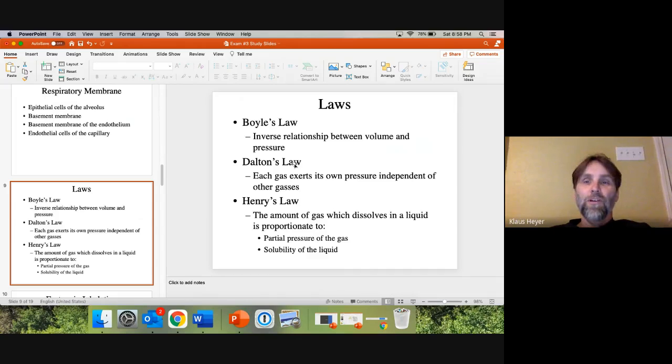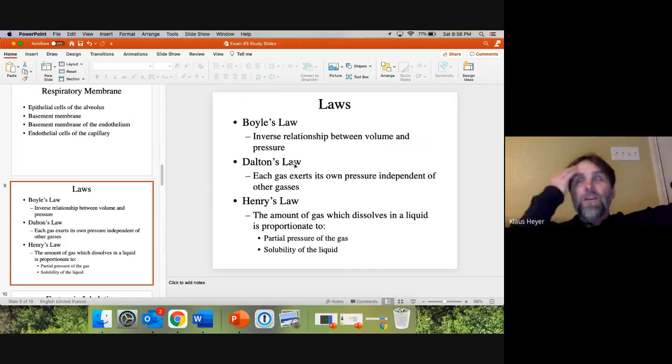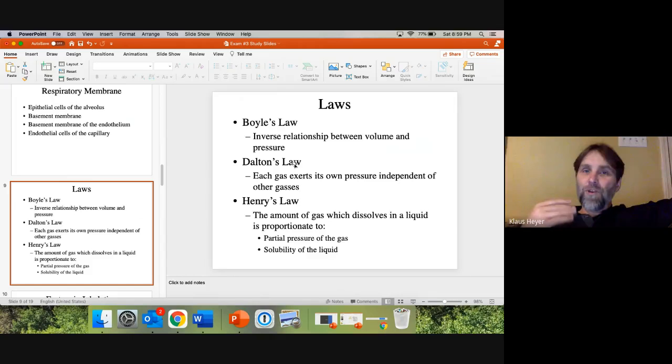I want you to know what Dalton's law is. It doesn't matter how much carbon dioxide is available. The pressure of carbon dioxide is independent from the pressure of oxygen, and vice versa. Every gas. So this air around us, for example, is about 78% nitrogen, about 19 to 20% oxygen, and then the rest of it is like carbon dioxide and some water. It doesn't matter what the pressure of nitrogen is. That's independent of the pressure of oxygen or the pressure of carbon dioxide. Each gas has its own independent pressure.